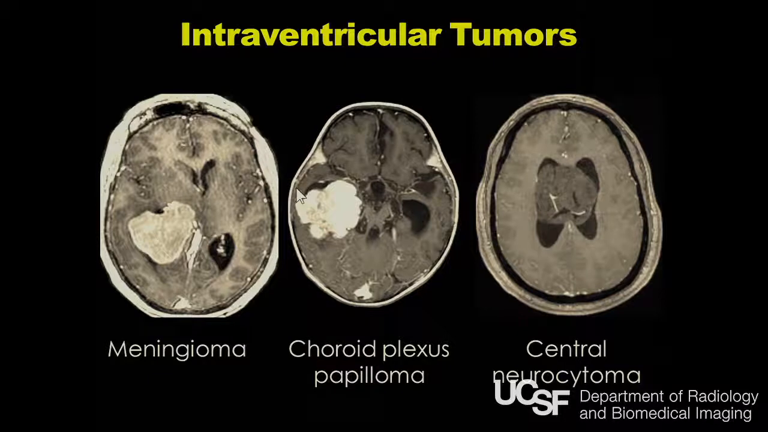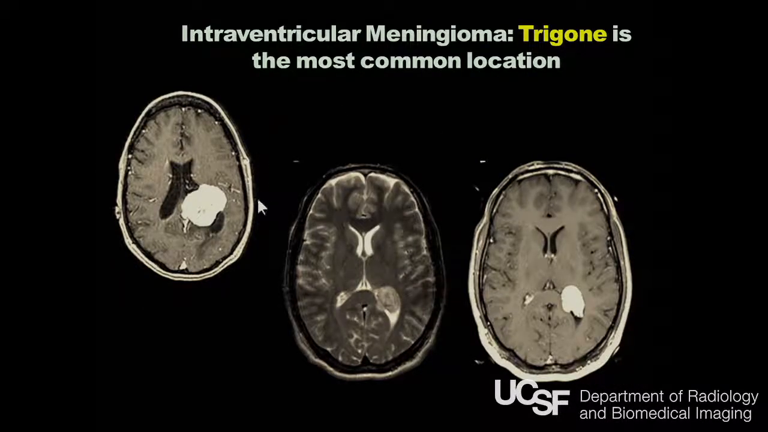Here is a temporal horn intraventricular tumor, lobulated. This is a choroid plexus papilloma in a pediatric age group. And here's a tumor adherent, inseparable from the septum pellucidum. That's a pathognomonic central neurocytoma. Just to show you a couple more examples of the trigonal or atrial intraventricular meningioma. Very characteristic location.